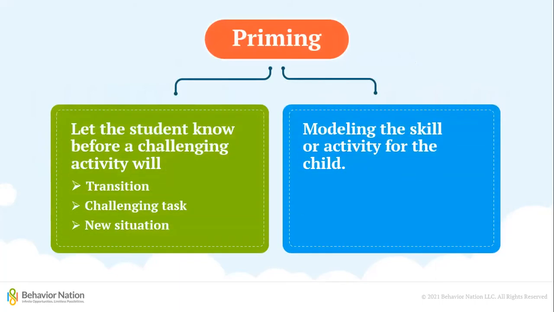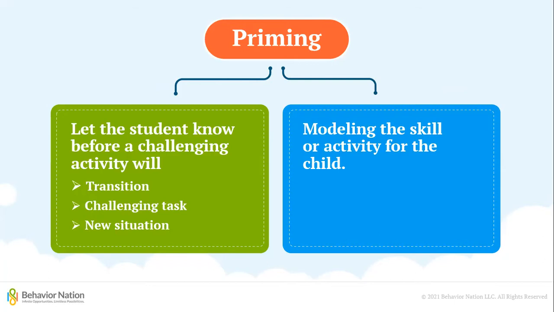Another method that you can use is priming. You can think of priming like a warning that you can give your child. You can consider priming your child before a transition occurs. For example, moving away from a highly preferred activity to a less preferred activity. You can also consider priming them before a challenging task. This could mean letting them know what your expectations are for the task or what they can do to complete and finish the task and move on to something else.